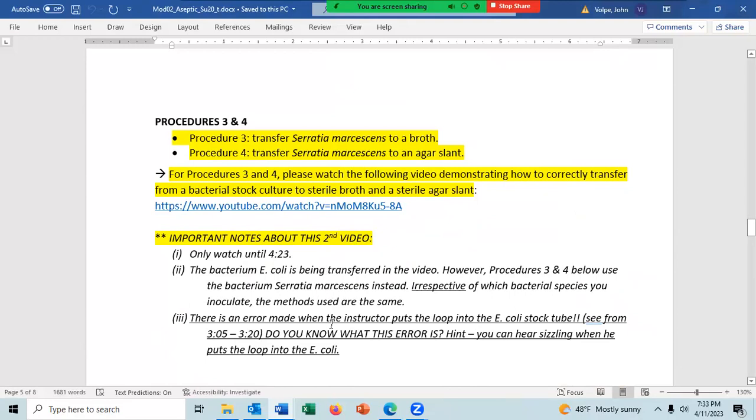You might notice an error made by the instructor filming this, and he puts the loop into the E. coli stock tube. You hear something, and you know what the error is. You can hear sizzling when he puts the loop into the E. coli. And that sizzling is around 3 minutes and 5 seconds to 3 minutes and 20 seconds in the video.